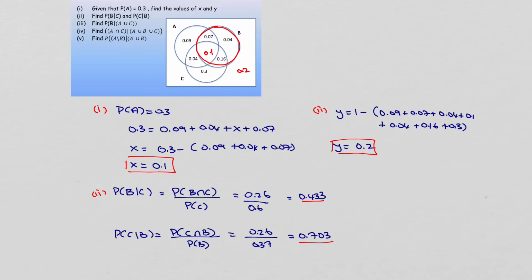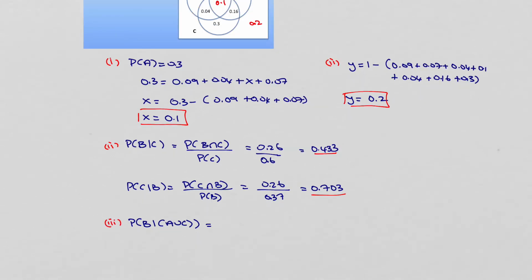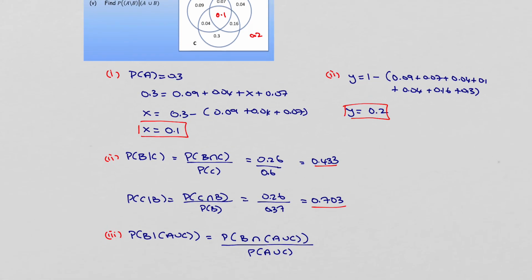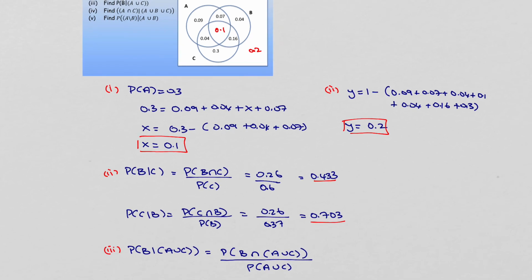Okay, so the third one then is the probability of B given that A union C has occurred. So therefore that means we have to get the probability of B intersection (A union C) all over the probability of A union C. So as we have more things happening, it becomes a little bit more complex. So first thing we want to do is look at the intersection of B with A union C. So if I circle what is A union C, I can see it's all of this. So everything in red there is A union C.